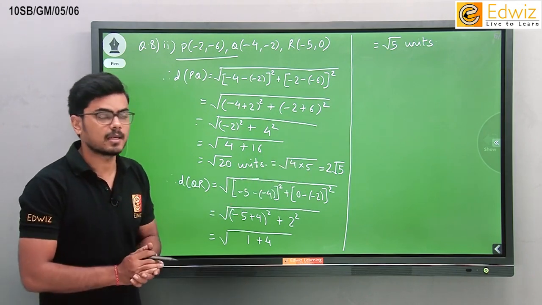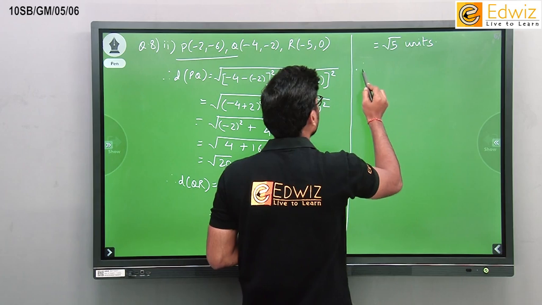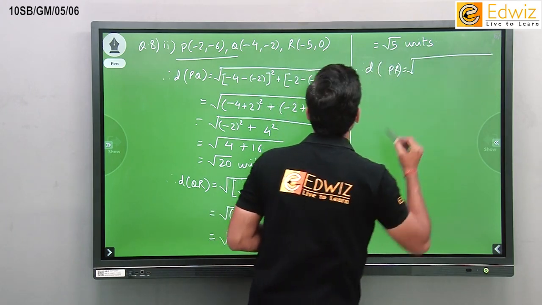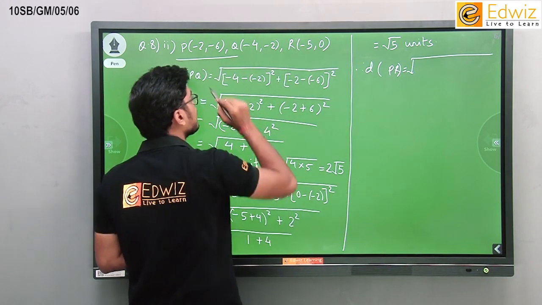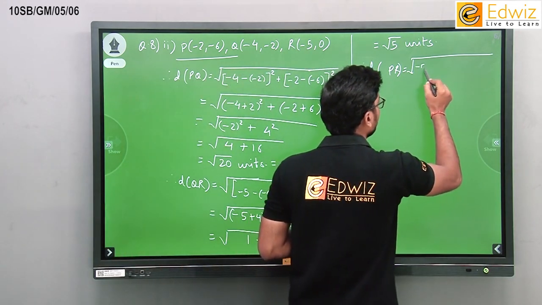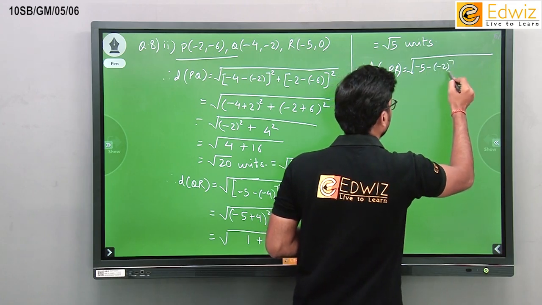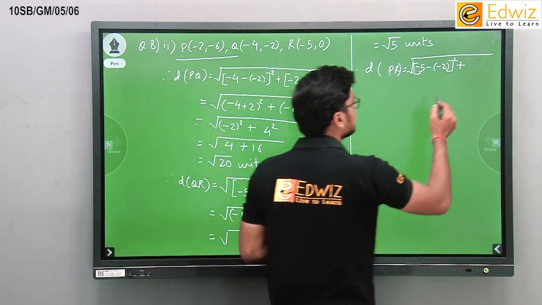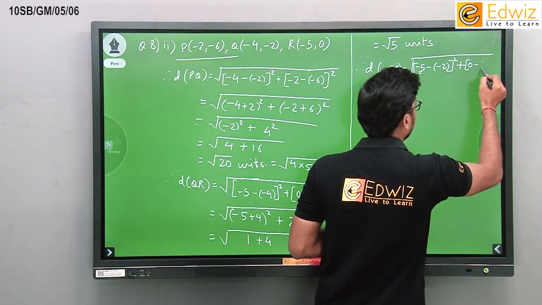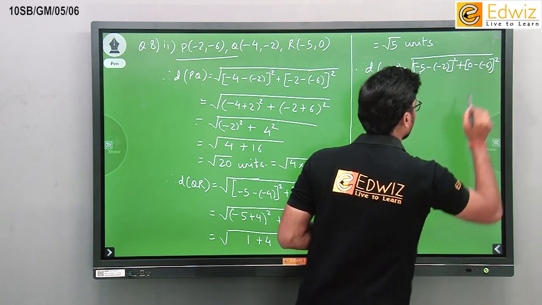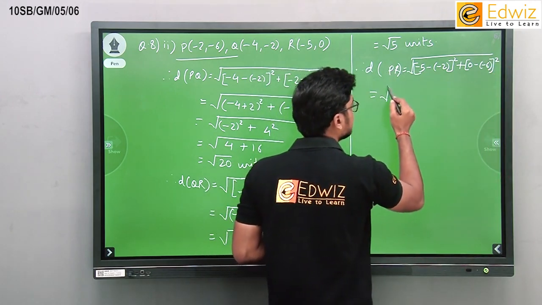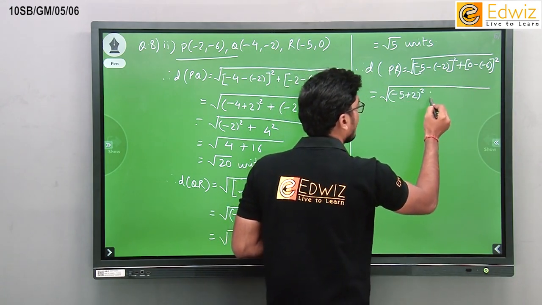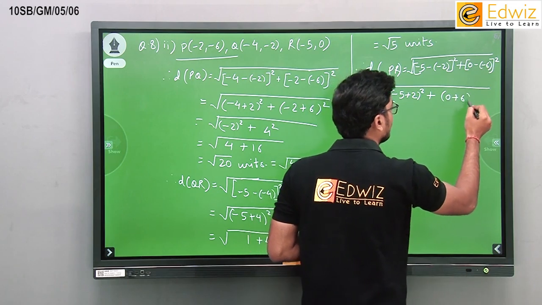Now let us see what is the third distance. So what is the third distance left now? Distance PR will be equal to square root of, once again, (x2 minus x1), so (-5 minus 2) the whole square, plus (y2 minus y1), so (0 minus 6) the whole square. Once we solve this, we will get square root of (-5 plus 2) the whole square plus (0 plus 6) the whole square.